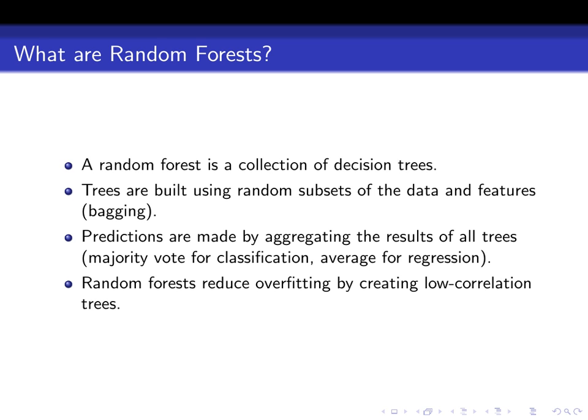Random forests are collections of decision trees, built using random subsets of data and features. Predictions are made by aggregating results from all trees, such as majority votes for classification or averages for regression. By creating low correlation trees, random forests effectively reduce overfitting while maintaining robust predictions.